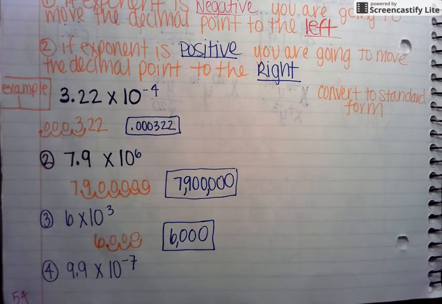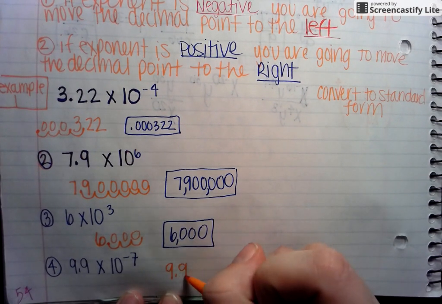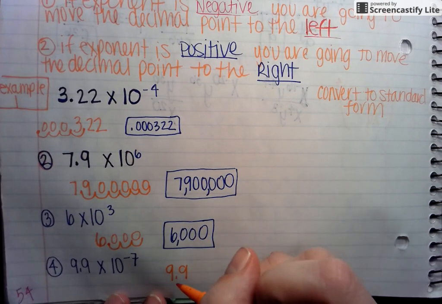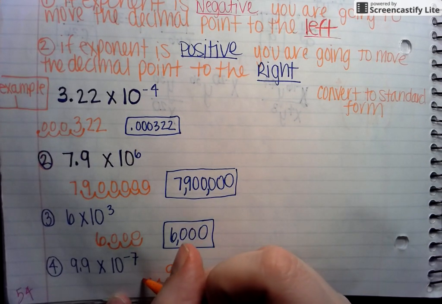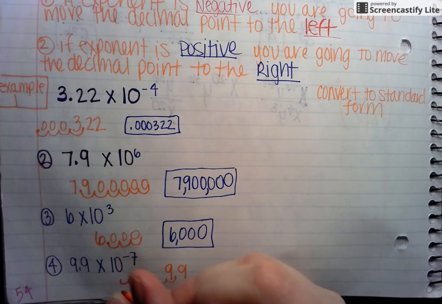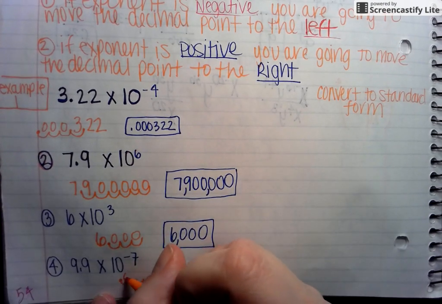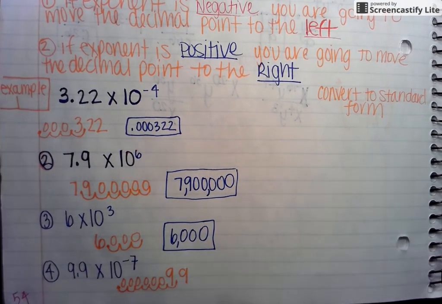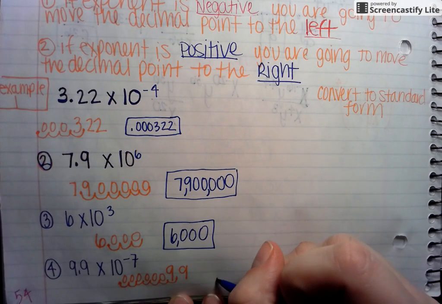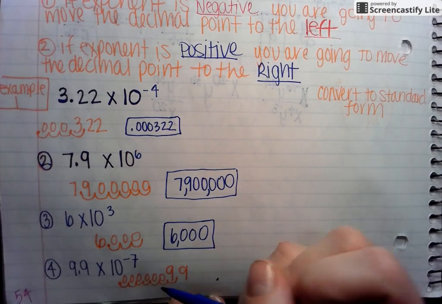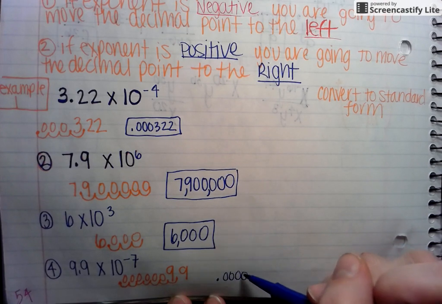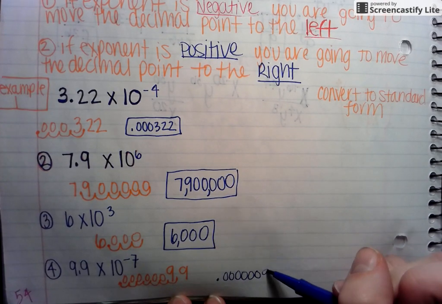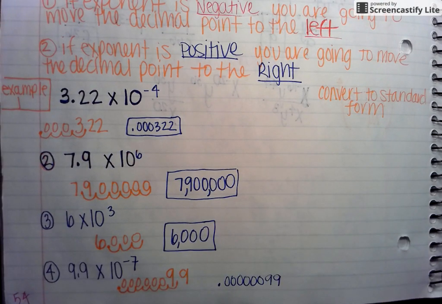Now my last question, I have 9.9 times 10 to the negative 7. So I'm going to rewrite that 9.9. And I move it 7 to the left. So I'm going to go 1, 2, 3, 4, 5, 6, 7. I'm going to add my decimal. I'm going to have zeros in all the extra spots. So my number is going to be 0 point, and I have 6 zeros, then 99. So it's 0.00000099, which would be my final answer.